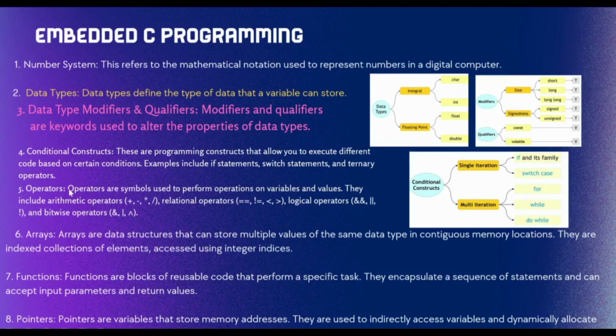Next, operators are the symbols used to perform operations, like arithmetic operators, relational operators, logical operators. Arrays are data structures that can store multiple values of the same data type in contiguous memory locations. Functions are blocks of reusable code that perform a specific task. Pointers are variables that store memory addresses.